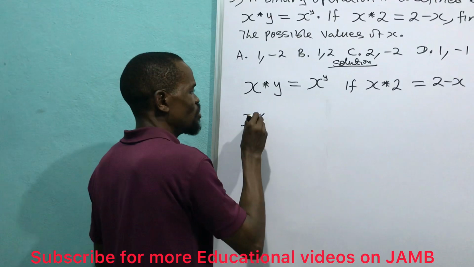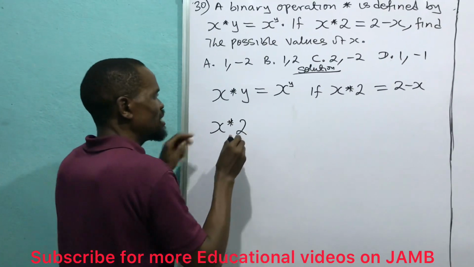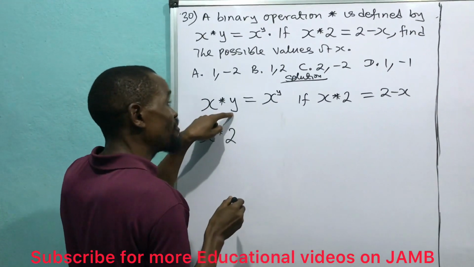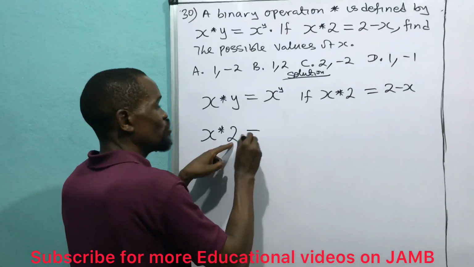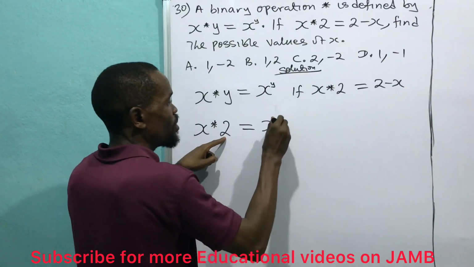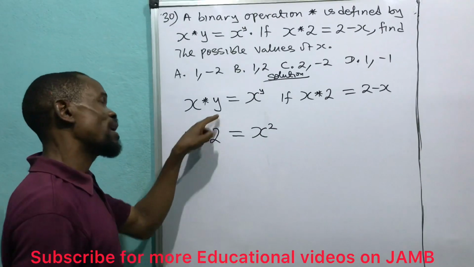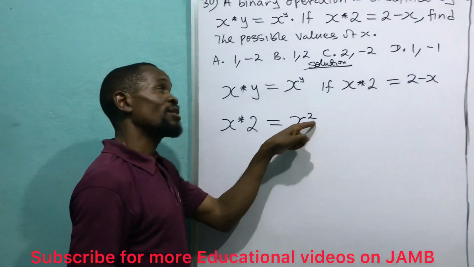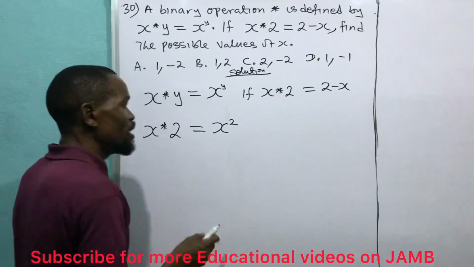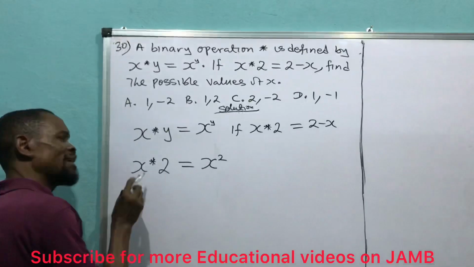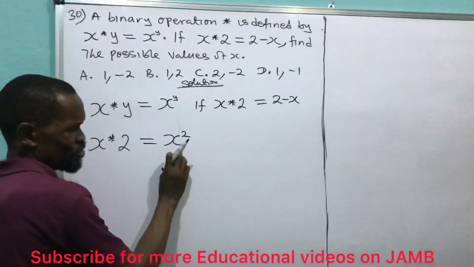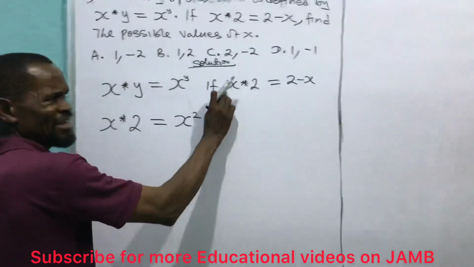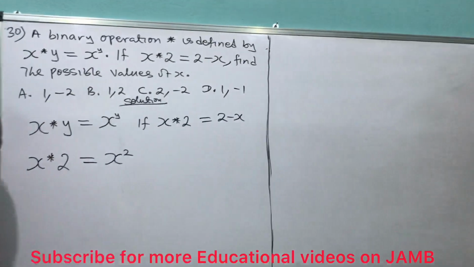Meaning that y has turned to 2, and it will give me x raised to power 2. That implies that this is equal to this, and again, the same this is equal to this. Are you getting what I'm talking about?